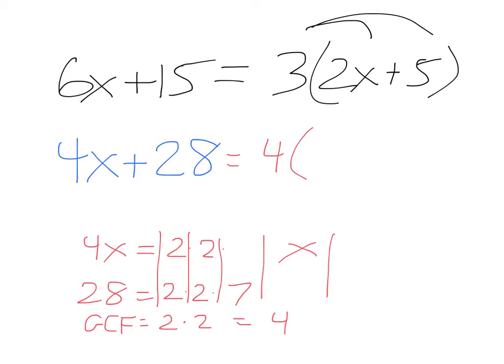Now, here's the cool thing. When you look at your expressions, here was my 4x, here's my 4, what's left was the x. Here's the 4, what's left is the 7. So when I factor 4x plus 28 and factor out the 4, what's left is x plus 7. Okay, you try these two and tell me what you get.